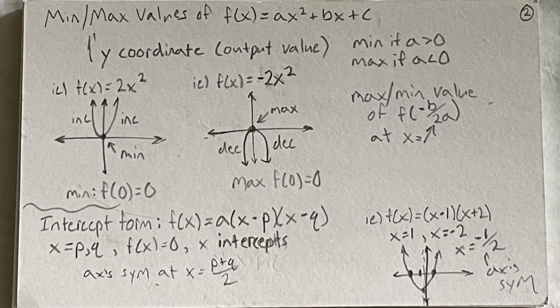Intercept form of a quadratic function is f(x) = a(x - p)(x - q). x = p and x = q are x-intercepts. The output value equals 0 at p and q. The axis of symmetry is the line x = (p + q)/2. It is halfway between p and q.